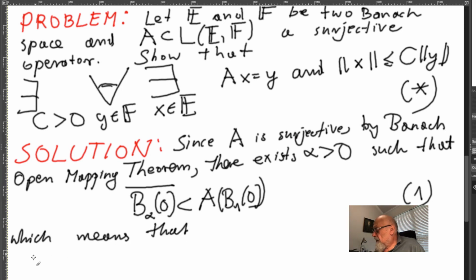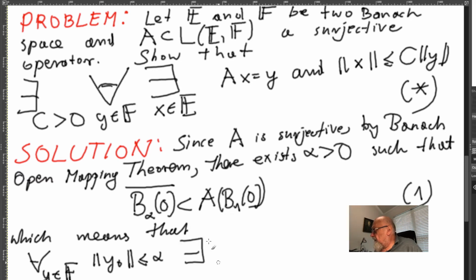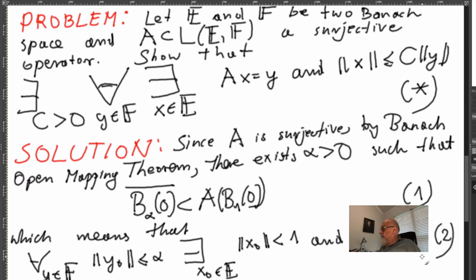that for every y0 belonging to F, satisfying the property that the norm of y0 is smaller or equal than alpha, there exists an x0 belonging to E such that the norm of x0 is smaller than 1 and A of x0 is equal to y0. Let's call that formula number 2.